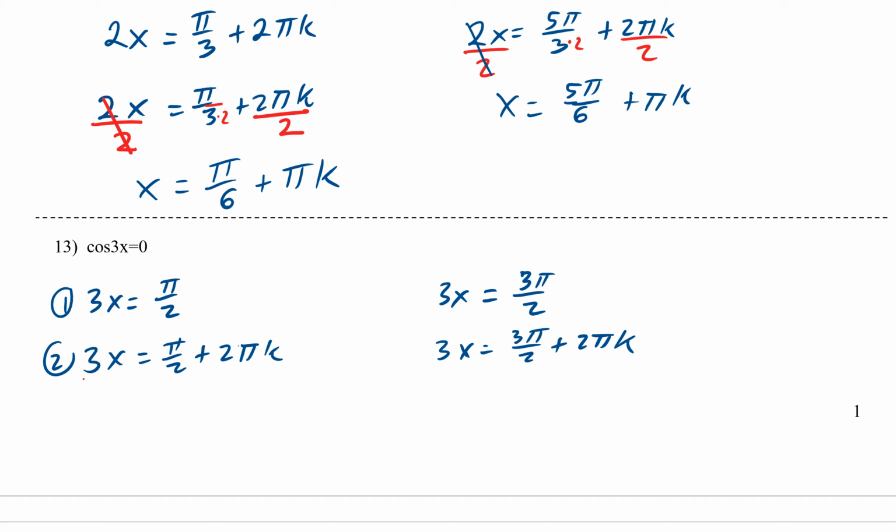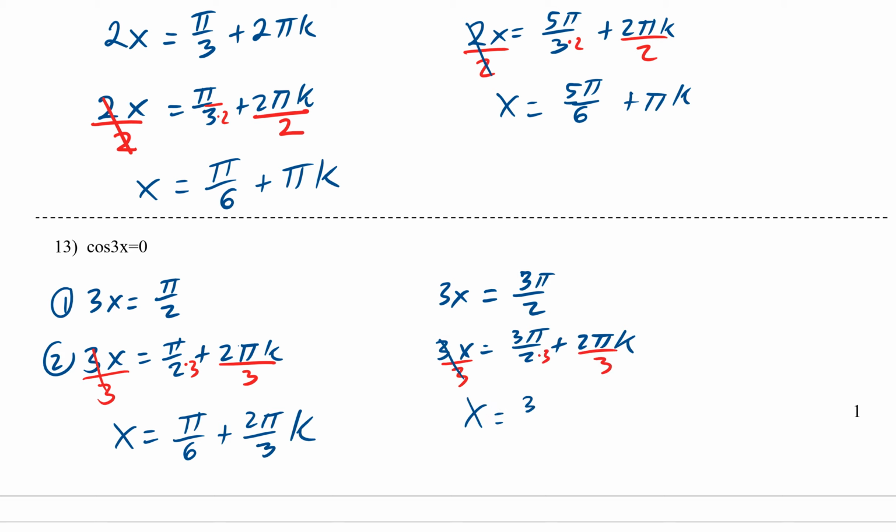And then we divide by 3. And you get x equals pi over 6 plus 2 pi over 3 k. Divide by 3, divide by 3, divide by 3. X equals 3 pi over 6 plus 2 pi over 3 k. Well, we have a mistake here. This is really pi over 2.